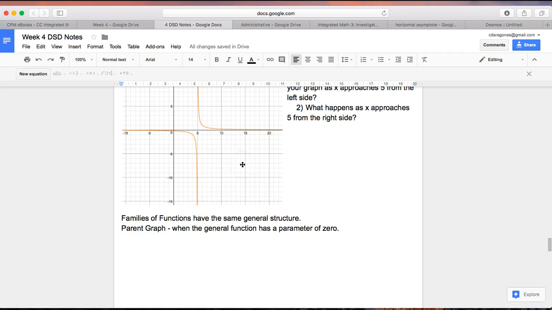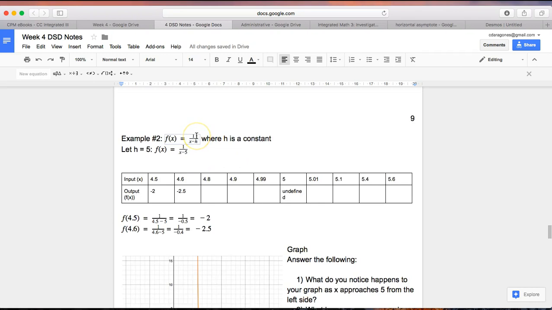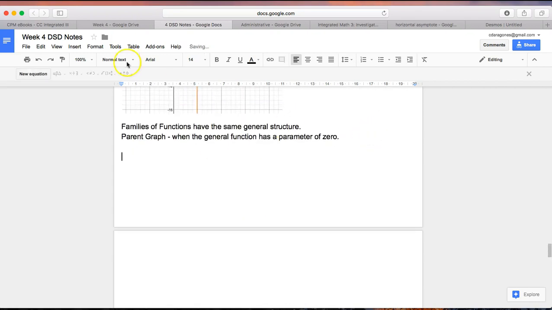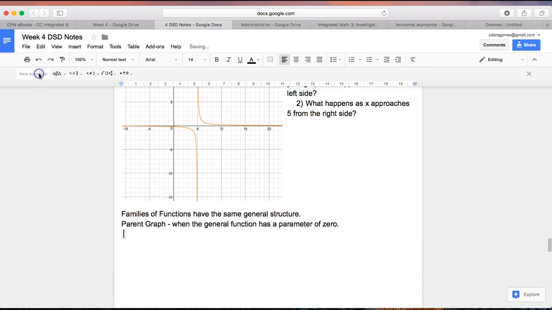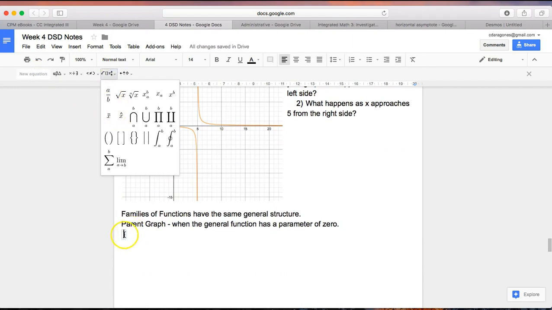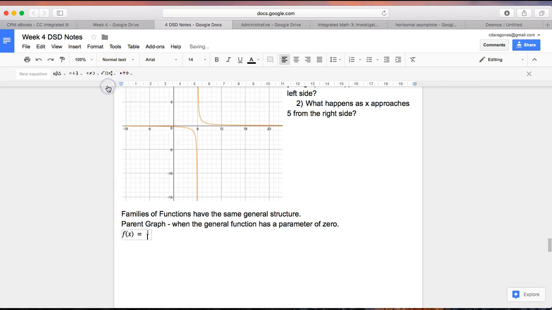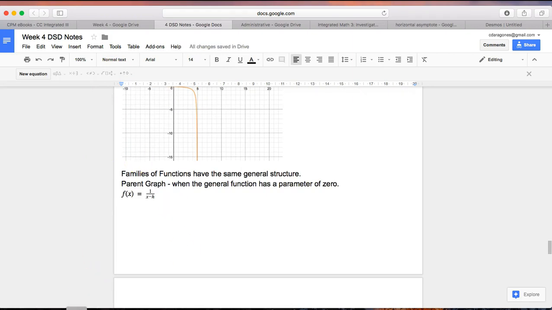So in this general function, there are three parts. You have your input, x. So let me do this here. Actually, I'm going to insert equation. We'll do f of x equals 1 over x minus h. If you notice, x is your input, right? That's what you put into the function to see what comes out. F of x is your output, right? What comes out given a certain x.